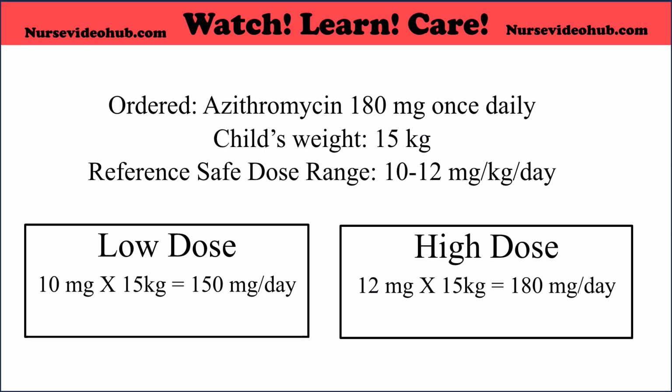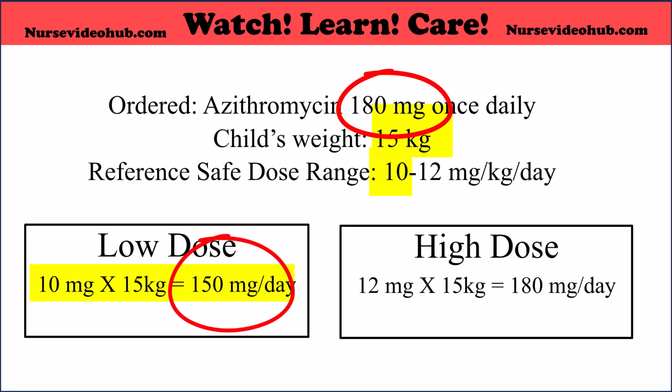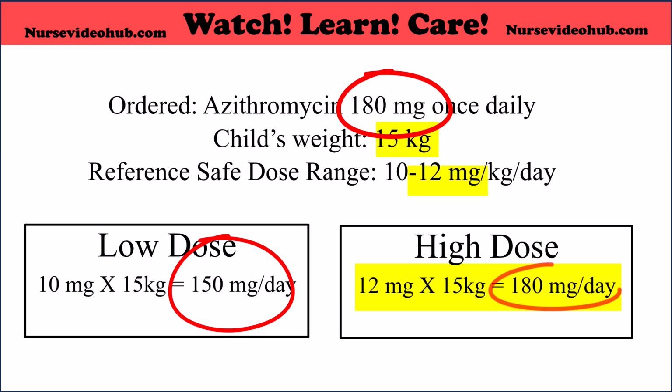Now you must determine if this dose falls within the safe range, considering both the low and high limits. The low dose range is 10 milligrams times 15 kilograms. The recommended low dose is 150 milligrams daily. The patient's dose is 180 milligrams, which is above the low dose, so that is good. Now you need to ensure it is at or below the high dose. The high dose is 12 milligrams times 15 kilograms. The high dose is 180 milligrams daily. This number corresponds to the 180 milligrams ordered.